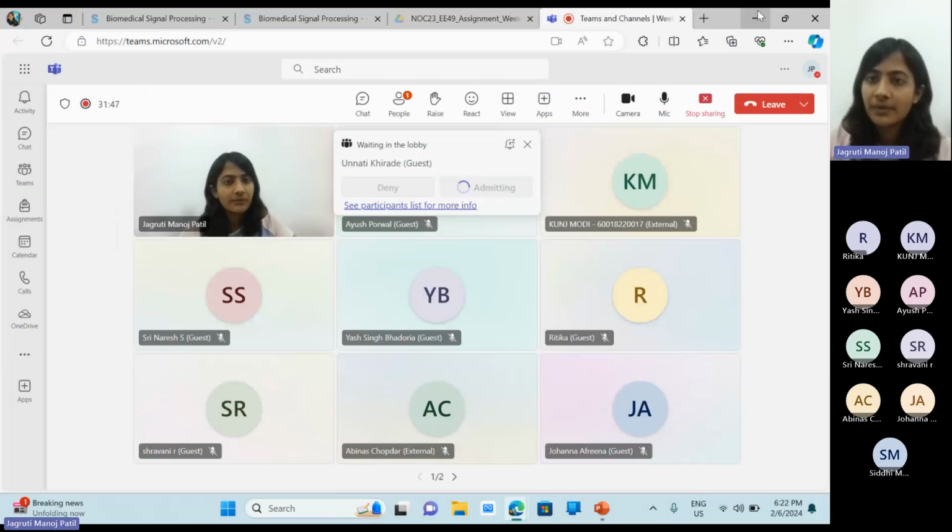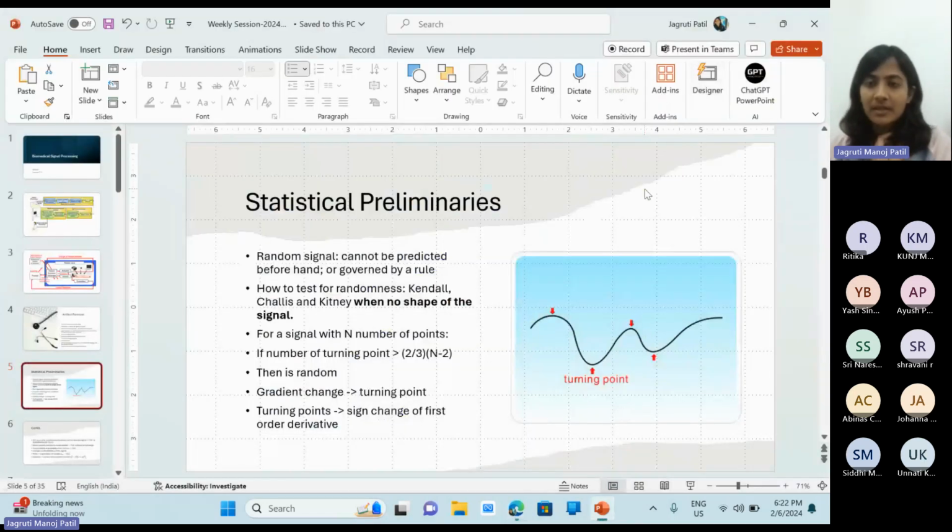For other signals, we have well-defined signal processing techniques, so we know what characteristics they have, if it's linear, if it's non-linear. We have different kinds of fitting for the same. So a random signal can't be predicted beforehand. There are some tests in order to test the randomness. These are Kendall's test and Kidney's test, used when there's no shape for the signal.